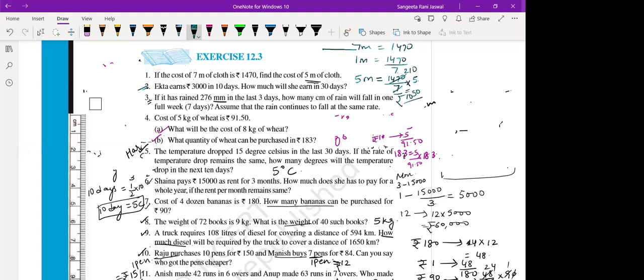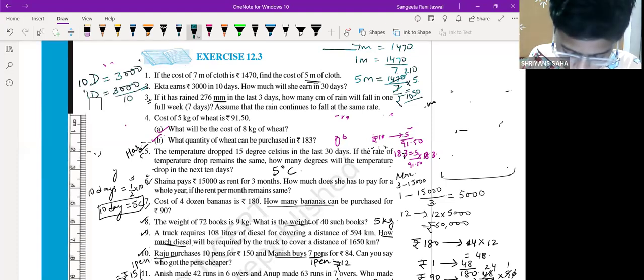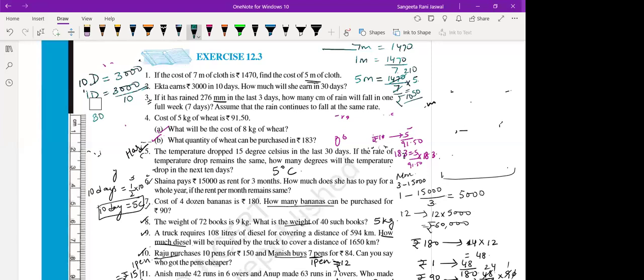Ekta earns 3,000 rupees in 10 days. Okay, in 10 days she is earning 3,000 rupees. So in 1 day how much will she earn? Divided by 10. And you need to find for 30 days. So in 30 days she will earn 3,000 by 10 multiplied by 30.